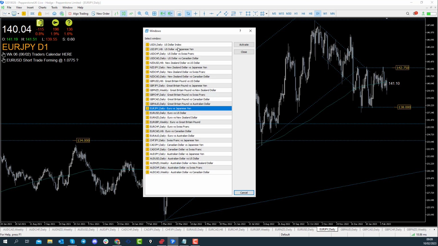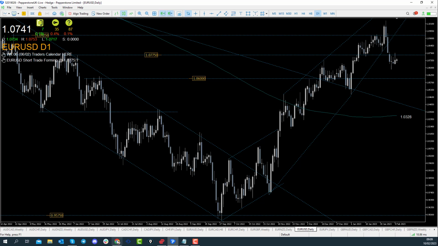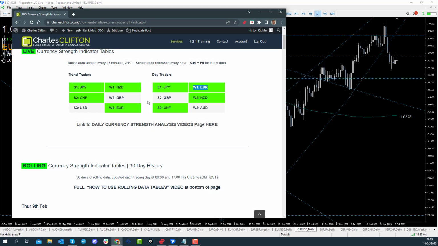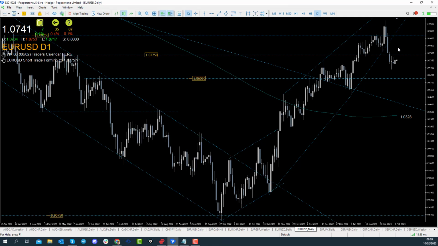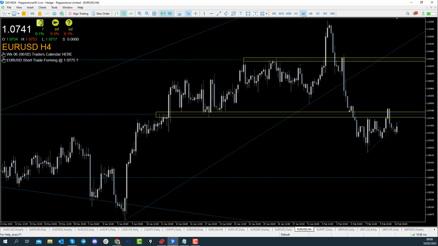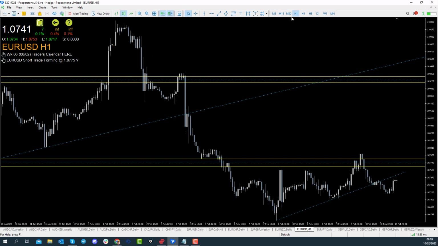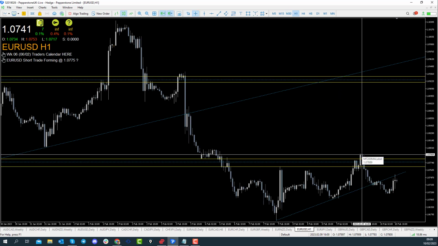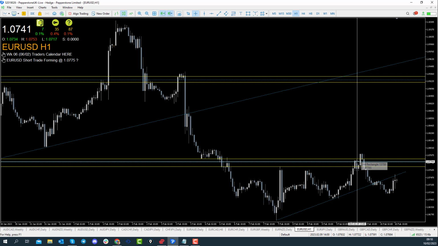Euro dollar yesterday performed pretty much as we described it would. If you just have a look at the tables, we can see yesterday the dollar features as S2. It is S3 on the trend traders. It hasn't quite made it on the day traders today. So not really looking at this market for any kind of momentum, but price performed pretty much as we discussed. We wanted to see price false break above the 1.0775 handle, and we got that nice false break out there.